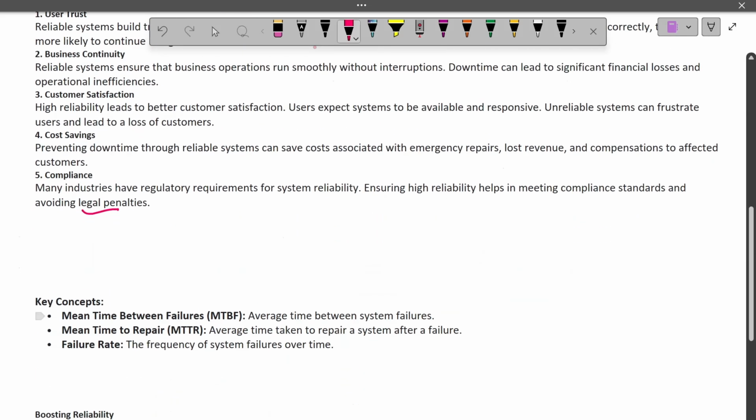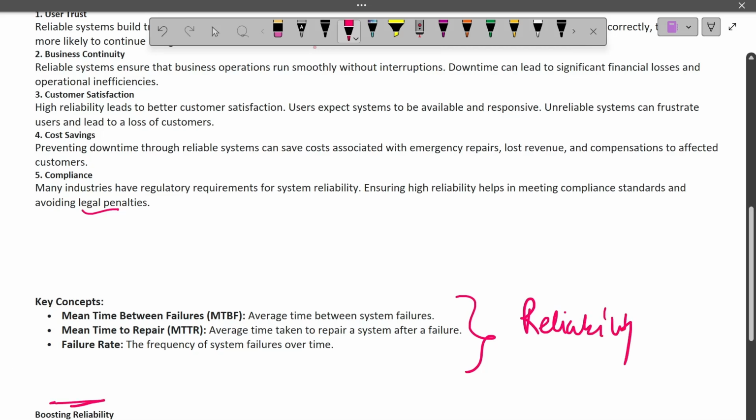So what are the key concepts which you have to know? MTBF, mean time between failures. Why do we need to know these terms? Because when we actually do monitoring and observability and cost optimization, we will see these kinds of metrics on different dashboards, right? So when we see these metrics, you have to understand what they mean, what they signify. That is why you have to understand. So mean time to repair, mean time to failure, failure rate. These are the things which you have to understand in terms of reliability concepts.